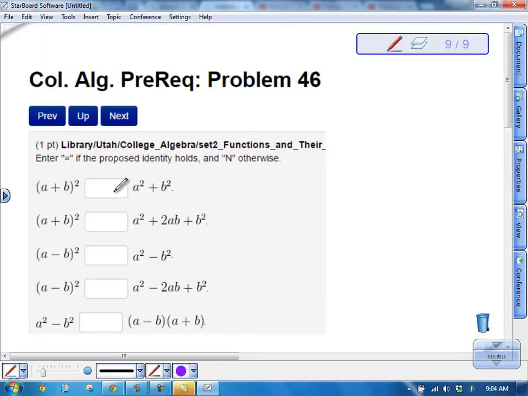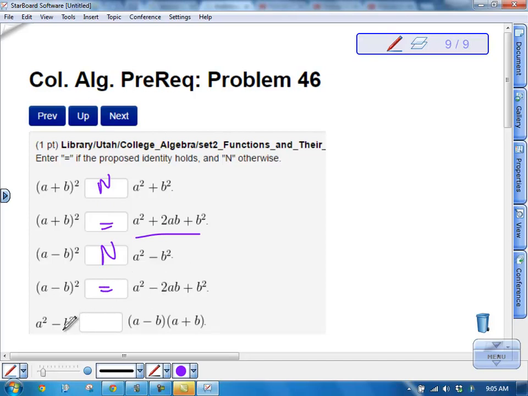Okay, next problem. Enter equal if the proposed identity holds, and not equal if it doesn't. So when you square this, you actually get this quantity right here. So that's definitely not true. This one is. Right, you got to FOIL it to get the middle terms. When you square this quantity, you do get the middle term again, so that's not true. But this one is right here.